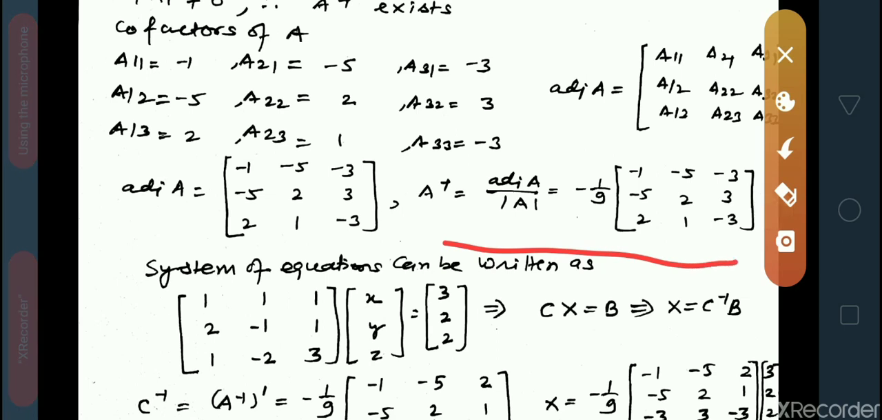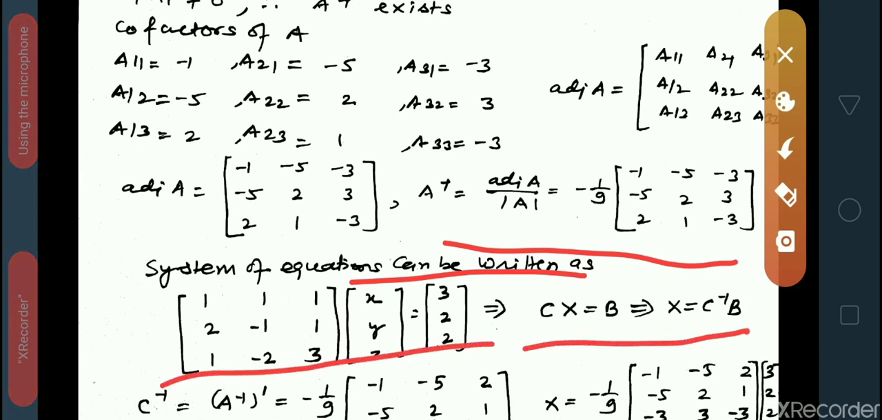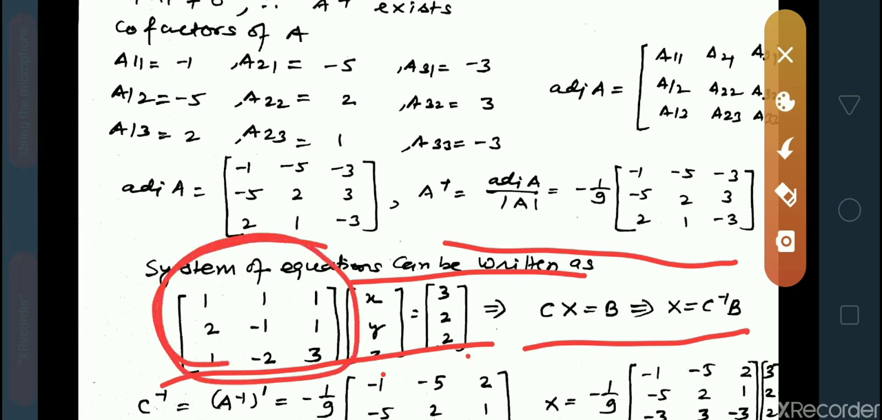Okay, now the system of equations can be written as this, which is the matrix notation of the equations given in your question. Children, we write this as C in contracted form. This is X, this is B, so CX is equal to B. Now X is equal to C inverse B. Now let us check whether any relation between C and A exists. So check it.